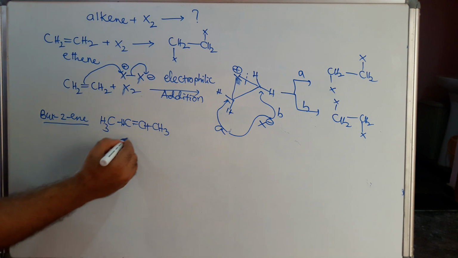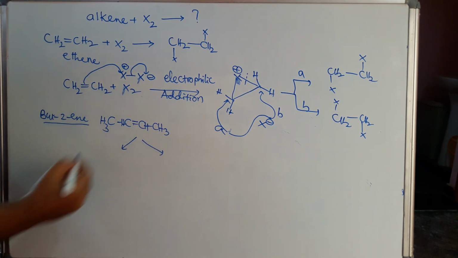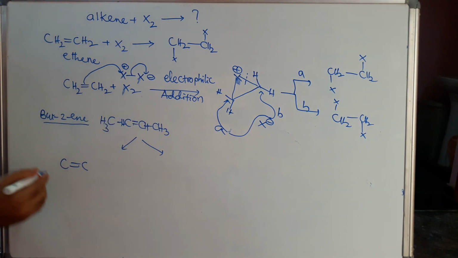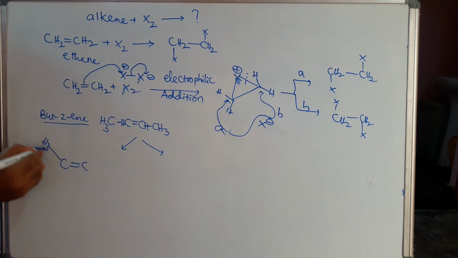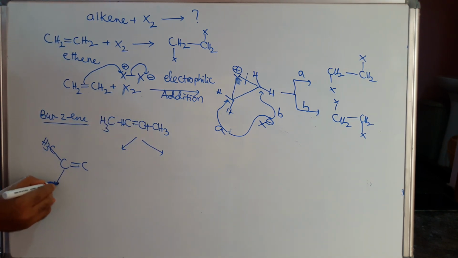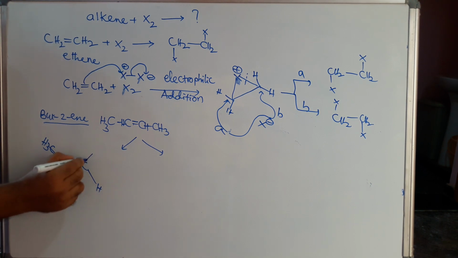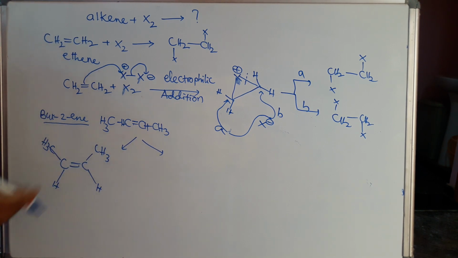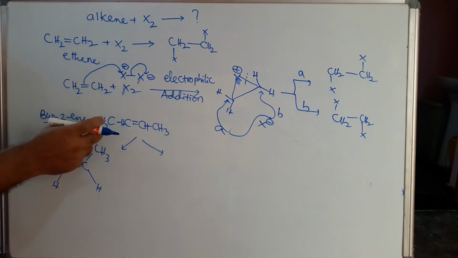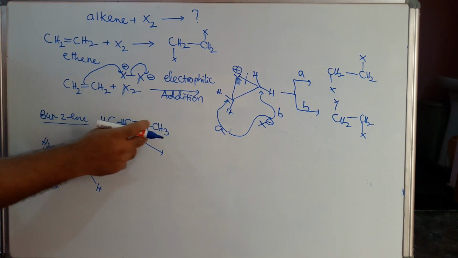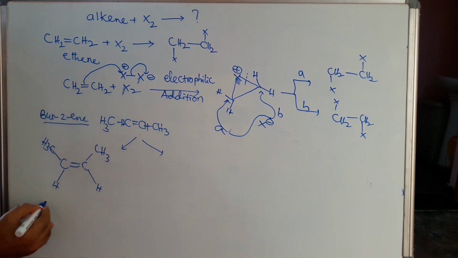This can be written in two ways. One is a double bond between these carbons. This is CH3, and this will be hydrogen, this will be hydrogen, this will be CH3. Total how many carbons? 4 carbons: 1, 2, 3, 4. How many hydrogens? CH3, this is H and H, and here CH3. Then this is called cis-2-butene.